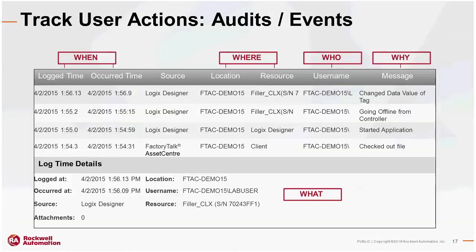Here's an example of an audit log, which tracks user actions. So for example, if a user makes a code change, you can see what time it occurred, where, in other words, what file, who was logged in, and any comments that were left. So selecting any line of the audit log will open a more detailed display below. And similarly to the audit log, there is an event log, which tracks AssetCentre system events. For example, when disaster recovery schedules run, that would show up in the event log.